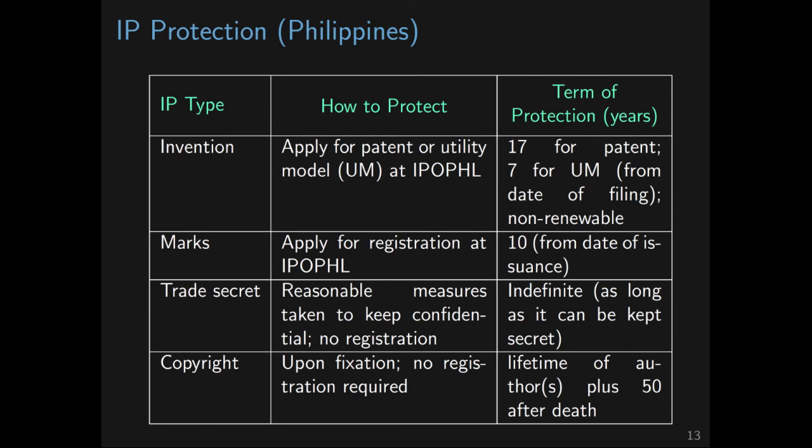In the case of inventions, there are two kinds of protection. We have the patent, which is protected for 17 years from the date of filing, and the utility model, which is a kind of small patent protected over 7 years. And the term of protection is non-renewable, which means that after 17 years for the patent or 7 for the utility model, the invention becomes part of public domain.